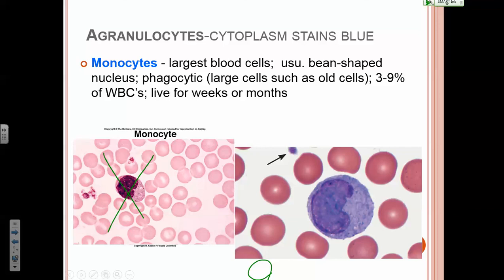3 to 9%. These are also phagocytic. Because they are so large, they can phagocytize things bigger than bacterial cells. So these actually phagocytize some of your old worn out cells. And it's interesting to me, when we talk about macrophages, or big humongous phagocytes, that a macrophage is a monocyte that has gotten out of the bloodstream to go out into your tissues.